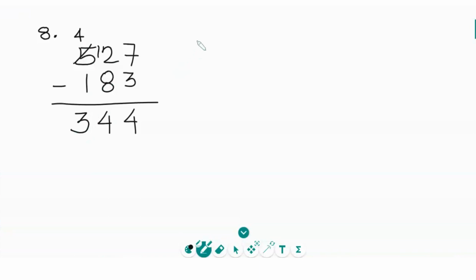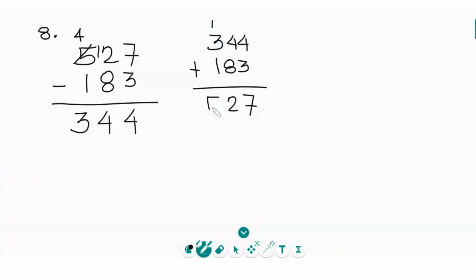Now let's check our answer. So we have here 344, which is our answer. We're going to add it to 183. So 4 plus 3 will give us 7. 8 plus 4 will give us 12. We carry over 1 on top of 3. So 3 plus 1 is 4. 4 plus 1 will be 5. And we have also 527 in our problem. So our final answer is 344.